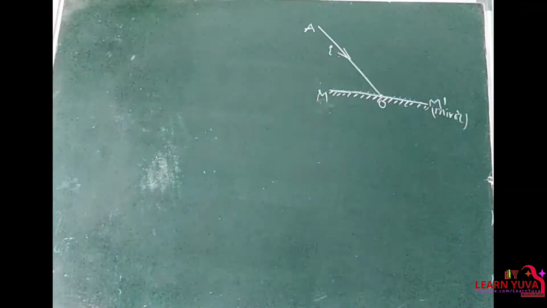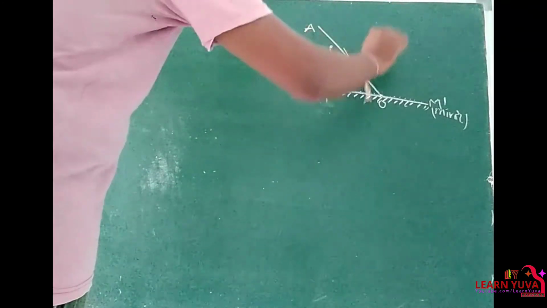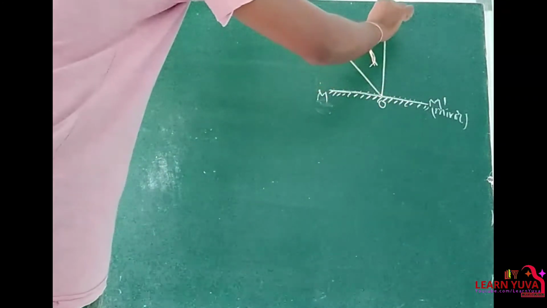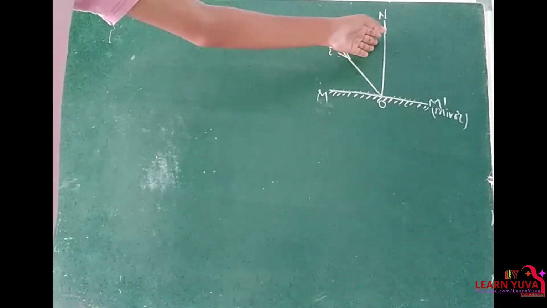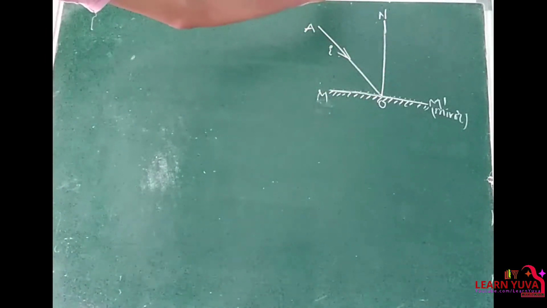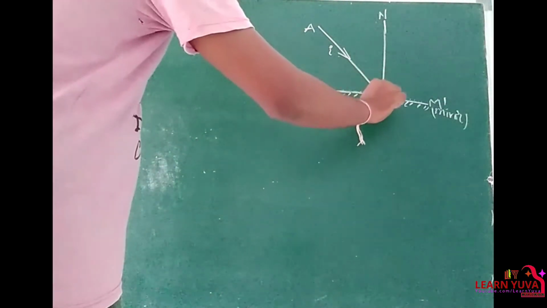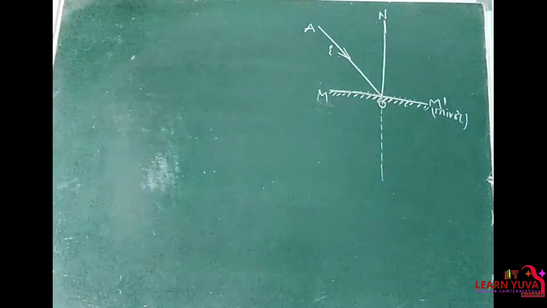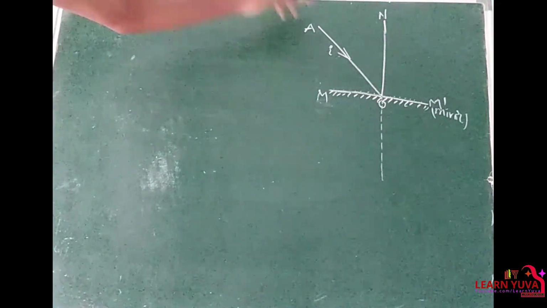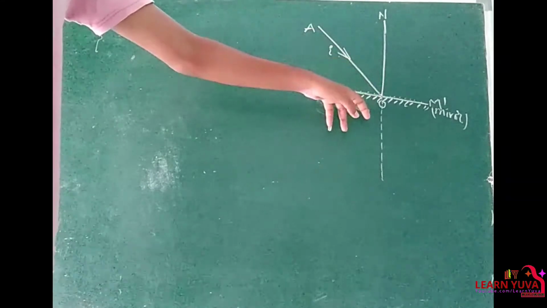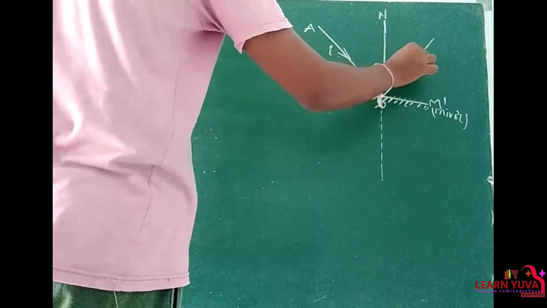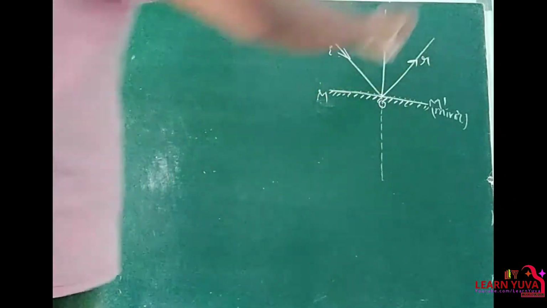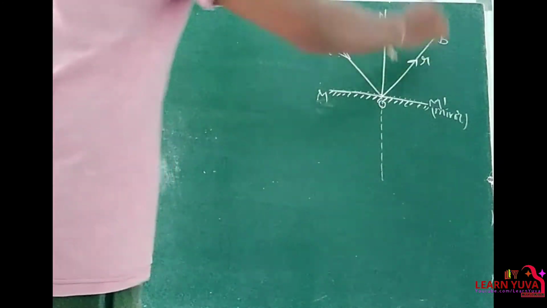O. Next, normal line. The line which is perpendicular to the surface is nothing but the normal ray, marked as ON. We can extend this. Next, after striking the surface, the light ray obtained after reflection is nothing but the reflected ray and marked as OB.